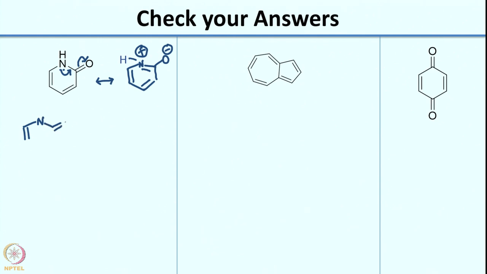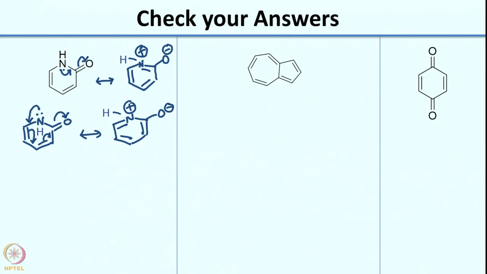I can also push the electrons in the other direction, so I will show you that as well, and you can check this with your answers. Instead of pushing to the right, if I push to the left, once these electrons come here, these pi bonds would move. Again I would get a resonance structure which would look like this, where again I have a negative charge on the oxygen and a positive charge on the nitrogen.